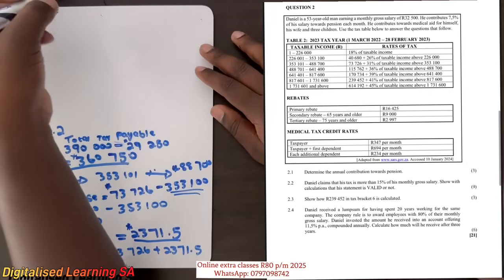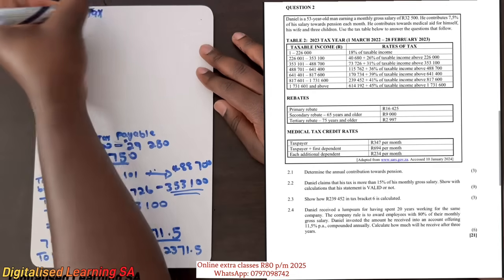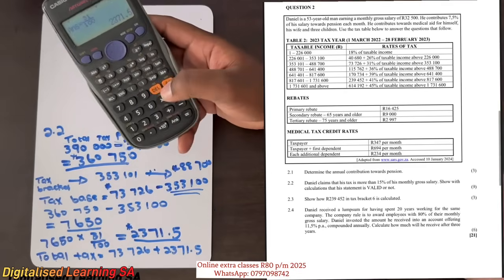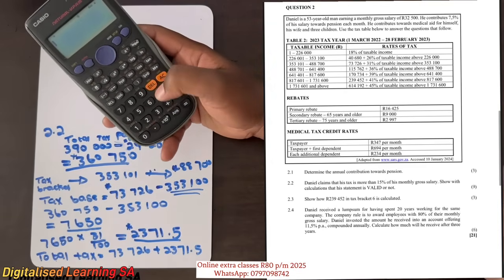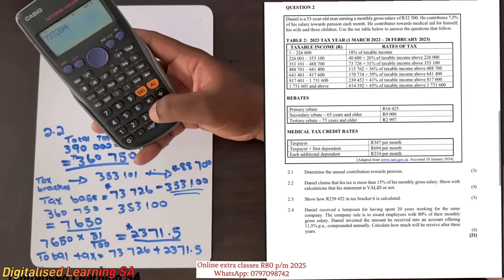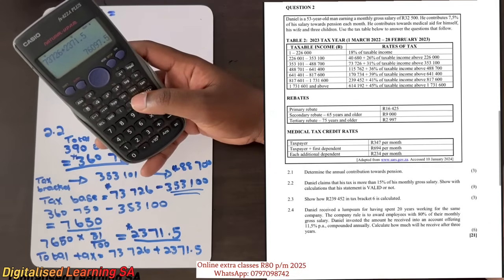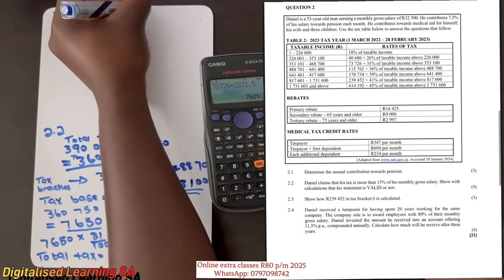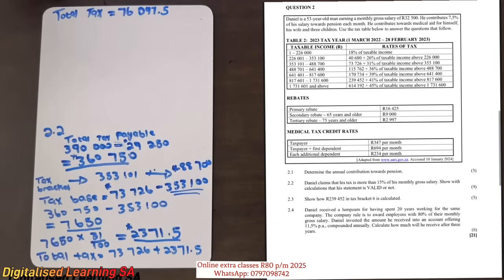Okay, so our total tax will be equal to, remember, our base tax and the tax that we calculated. So it will be 73,726 plus 2,371.5, and our answer will be 76,097.5. This will be our total tax.